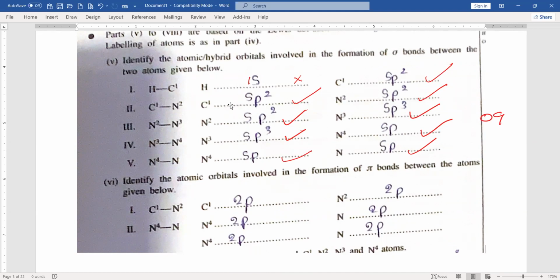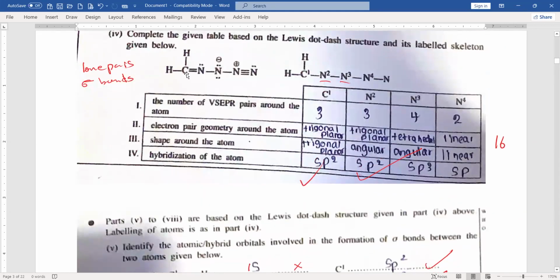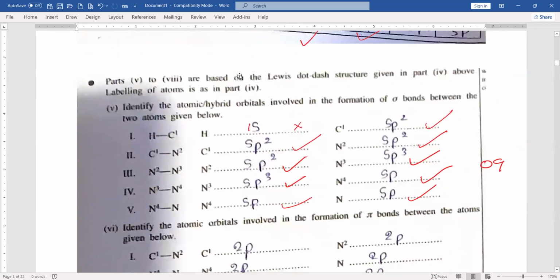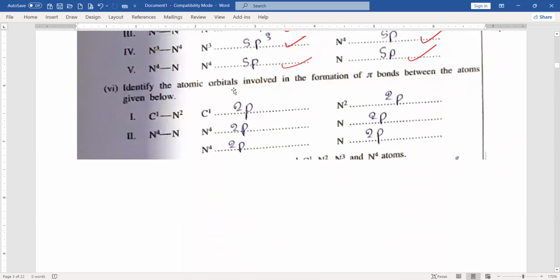And here, look at this. All the elements are in the second row, which means they have 2p orbitals to form bonds. So all are 2p, 2p, 2p. Then you will get 6 for that.